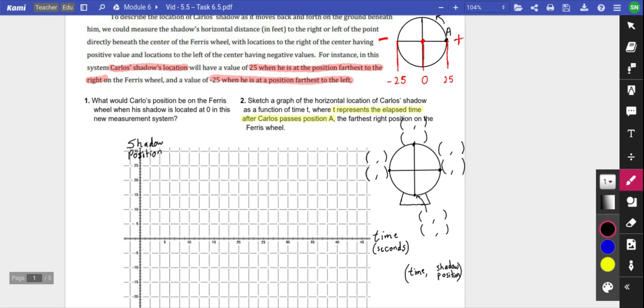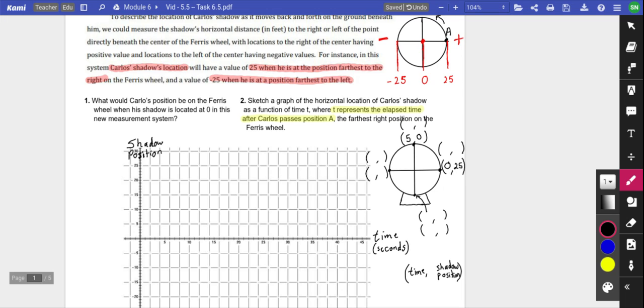Well, we start at point A. Point A is all the way to the right. So we start at time 0, and at time 0, we are 25 feet from the center. We are moving counterclockwise, so from this direction we move to the top. Remember that it takes 20 seconds to do a full rotation. Since there are 4 major points on the wheel, we divide 20 by 4. Each one would be 5. So in 5 seconds, we would be at the top of the wheel, which is right at the center. We are 0 feet from the center. So top and bottom, the shadow position would be at 0.